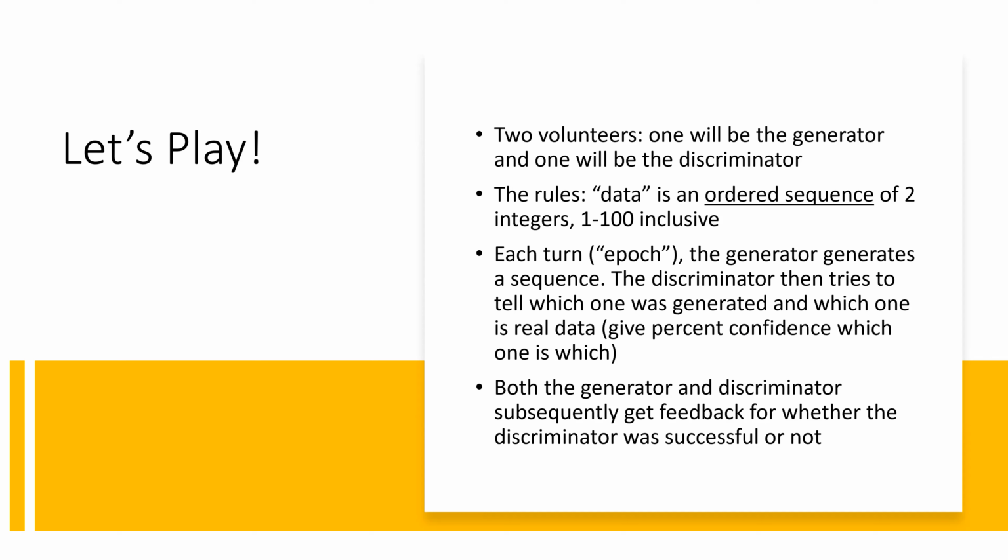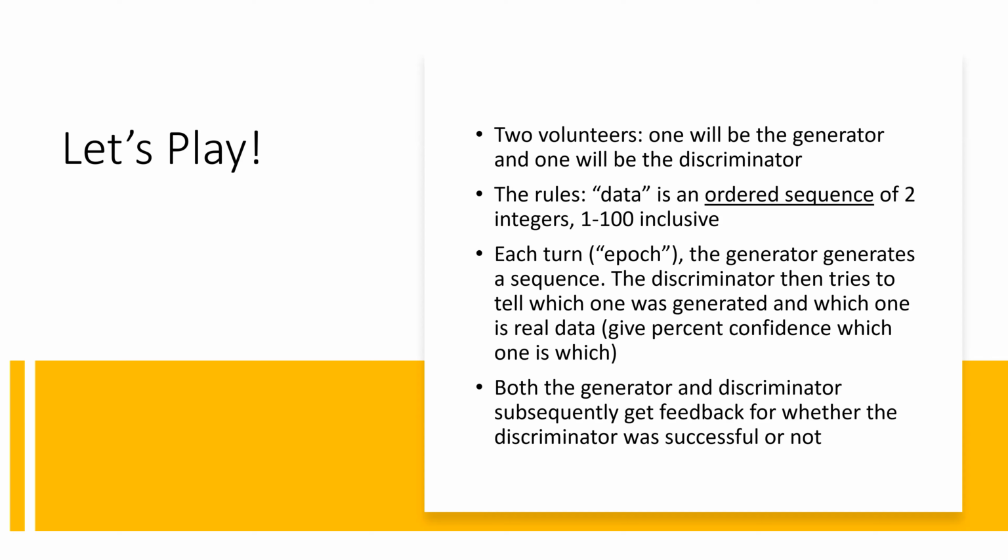So what will happen is that each turn, or each epoch, the generator will generate a sequence. You'll DM me a sequence through the Zoom chat box. Then I'll give the discriminator two sequences: one from the real data and another that the generator has generated. Then the discriminator should give a percent confidence of which one is which. Then I tell you whether or not the discriminator was successful in telling them apart.